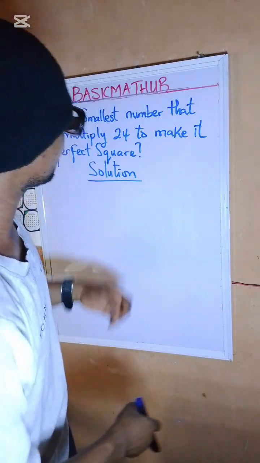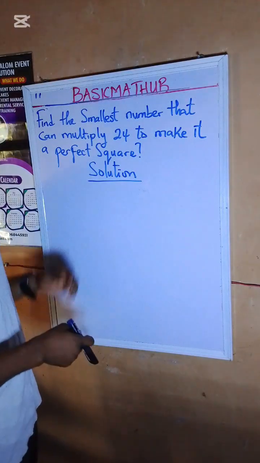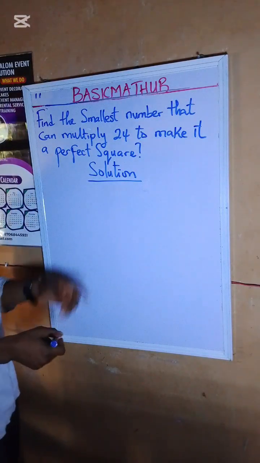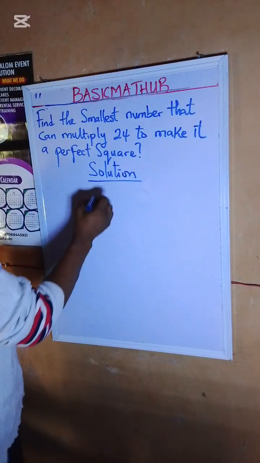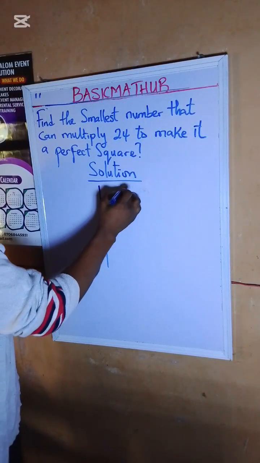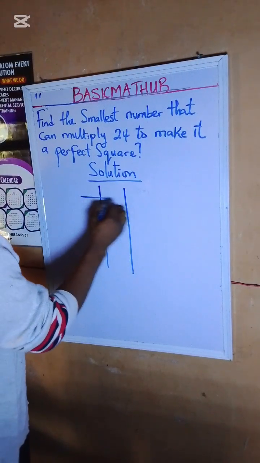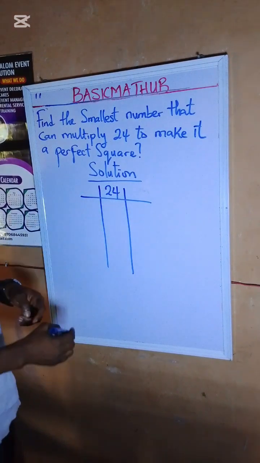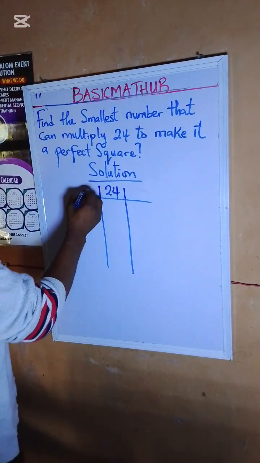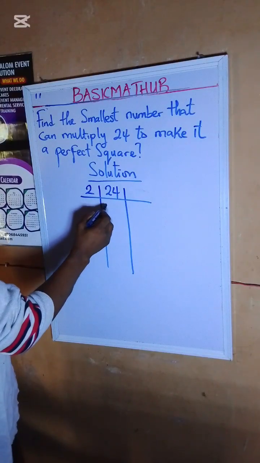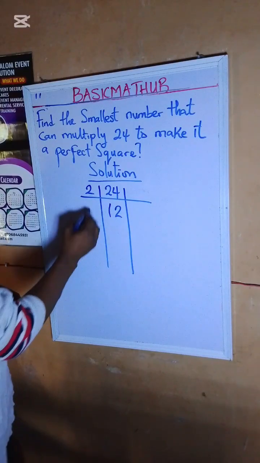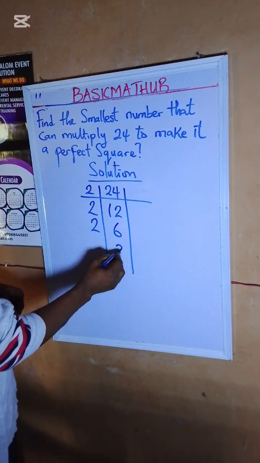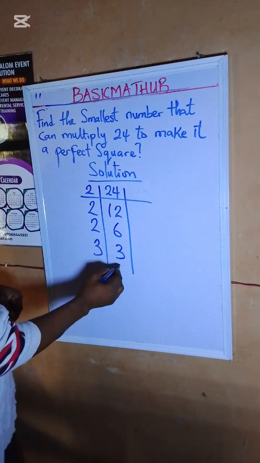Let's consider this question. Find the smallest number that can multiply 24 to make it a perfect square. So we are still applying our prime numbers. So we're going to have 24. We keep dividing by the prime number. So 2, that's going to be 12. 2, that's going to be 6. 2, that's going to be 3. And lastly 3, that's going to be 1.